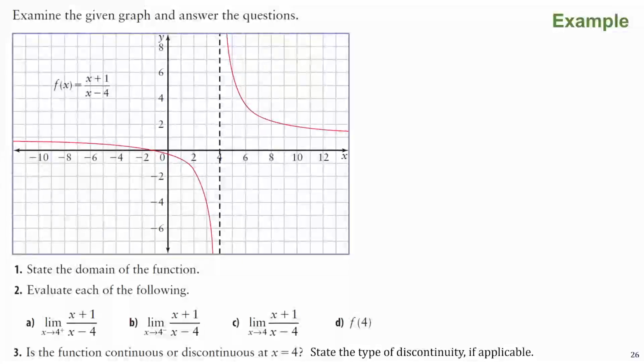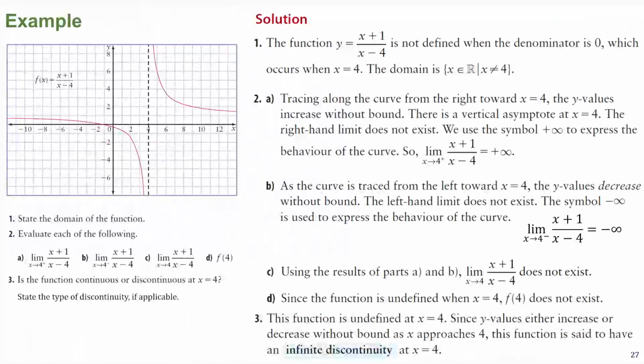Examine the given graph and answer the following questions. Again, I'll give you 2 minutes to think about this question. Alright, so this is the solution of this question. First of all, the domain is x belongs to the real number set, but x cannot equal 4. And then we can easily see the left limit and the right limit of that function when x approaches 4 is negative infinity on the left side and positive infinity on the right side. They do not equal, so the limit when x approaches 4 does not exist. And also f(4) does not exist either.